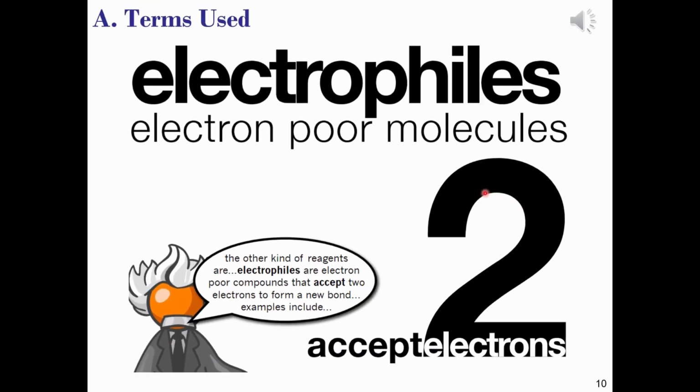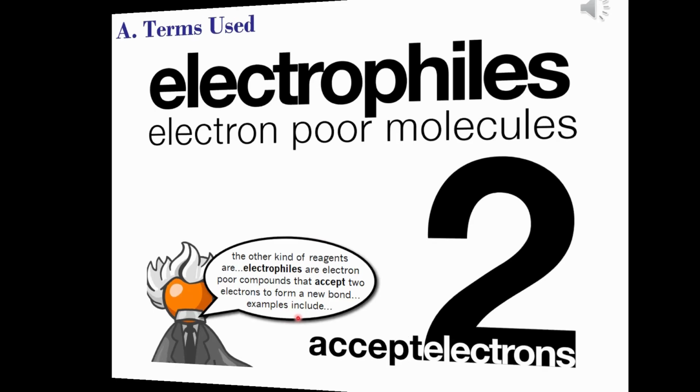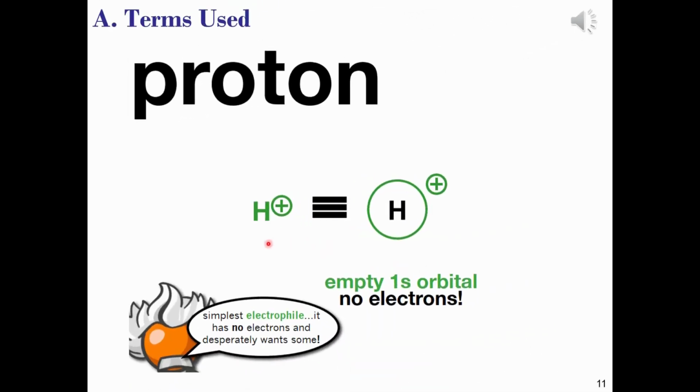The other kind of reagent that we'll be talking about in great detail are electrophiles, and these we've already said have the structural features of being electron-poor compounds capable of accepting two electrons to form a new bond. Let's have a look at some examples of electrophiles now. The simplest type of electrophile is a proton, and all it wants in the world are two electrons to fill that empty 1s orbital.